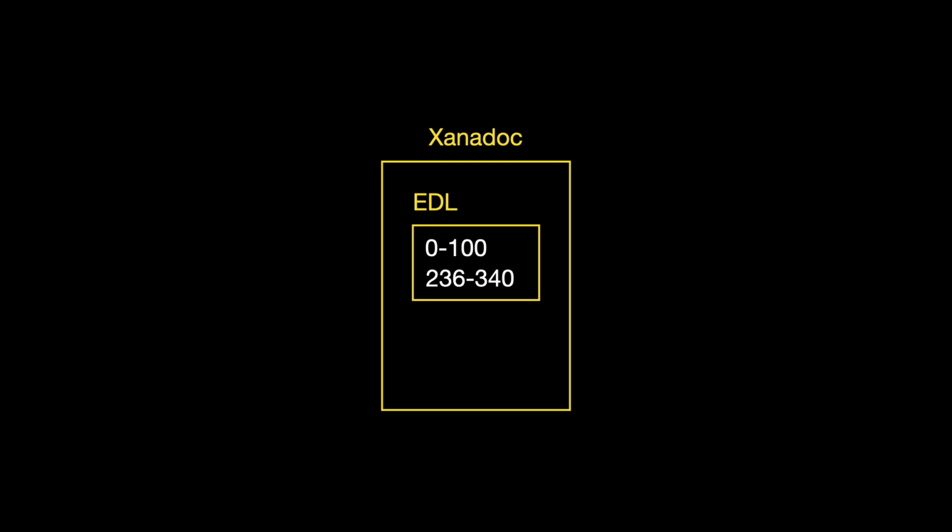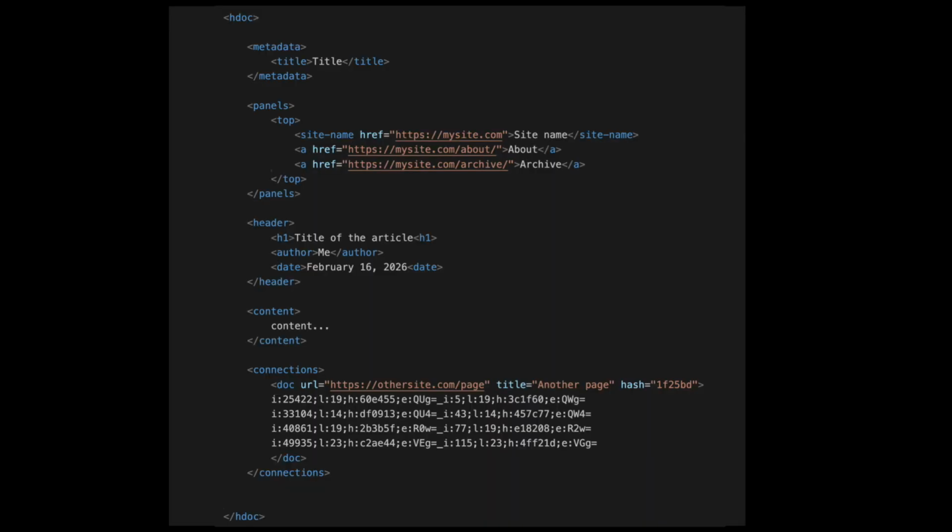Now let's look at possible document formats. As we discussed earlier, documents in Project Xanadu, also called Xanadocs, contain only ranges of text, not the text content itself. The part of a document that contains those ranges is called the EDL, or Edit Decision List. The idea is that the user would download the Xanadoc, and then the client app would request the actual text using those ranges and construct the final document locally. To use EDLs, we don't need to define a new document type. We can use the HDoc format that I described in the previous video.